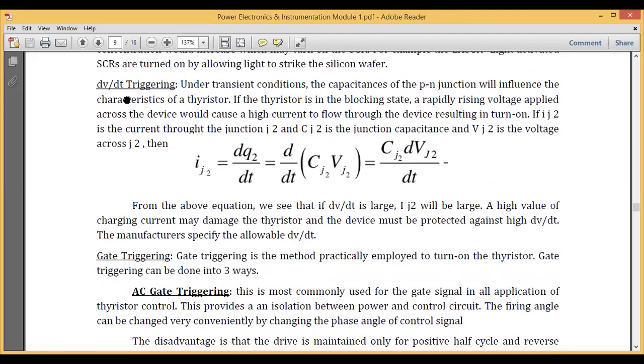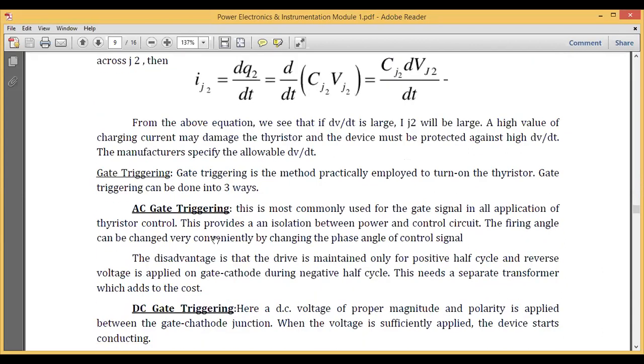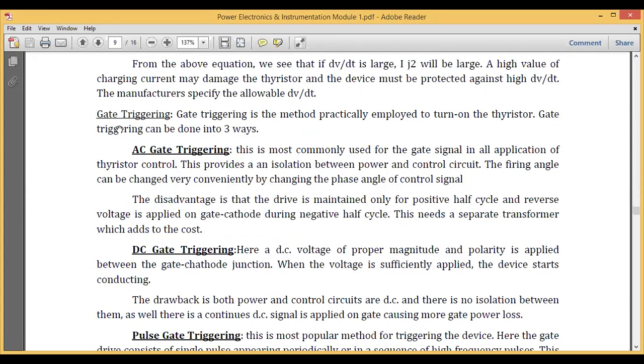Then we have dv by dt triggering, which is nothing but the change in voltage with respect to time t. So if there is a sufficient amount of voltage applied at those particular terminals, anode and cathode, then your SCR may turn on. And the last type of triggering is gate triggering. In gate triggering we have three methods.